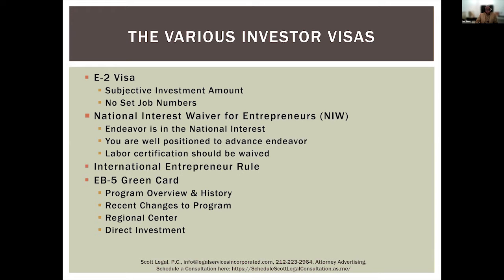Maybe the government will appeal. And the government did appeal. But what ended up happening is that a few weeks ago, the government dropped their appeal. So what that means is that the amount is 100% $500,000 now. $500,000 for a targeted employment area and 1 million for a non-targeted employment area. And it's based on the old rules.